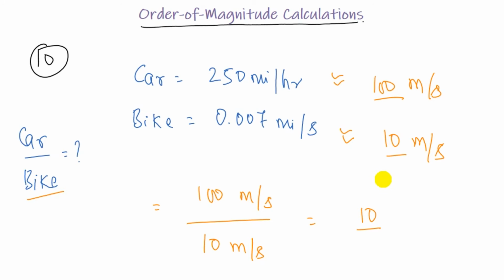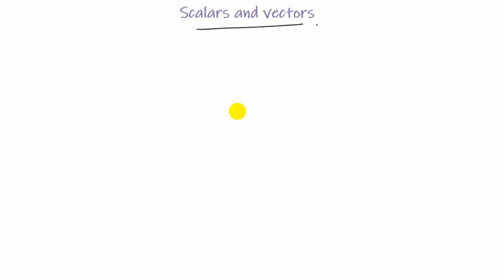Now next we're going to discuss scalars and vectors. Physical quantities are sometimes defined only in terms of a number and the corresponding unit. Like you can take the area of the room to be 20 meters squared. Here 20 is the number, or you could say the magnitude, and meter squared is the unit. So this is a scalar quantity.